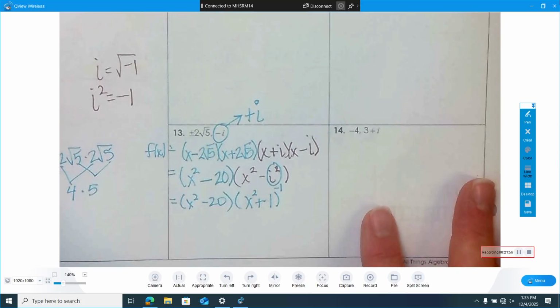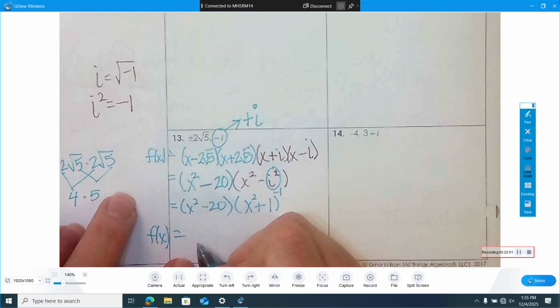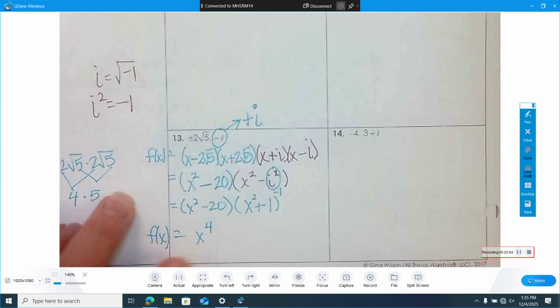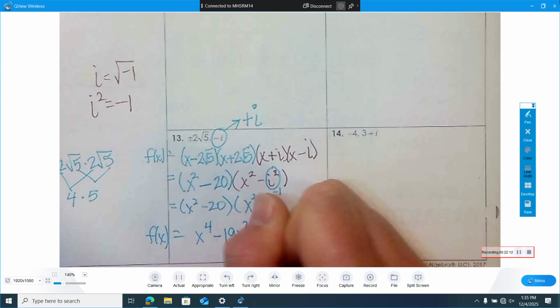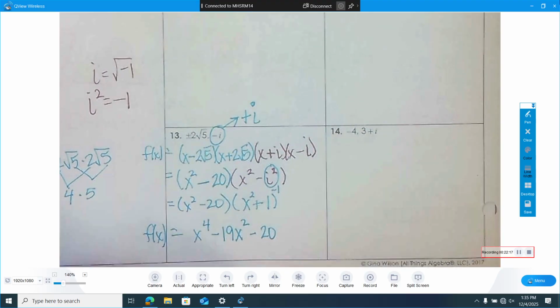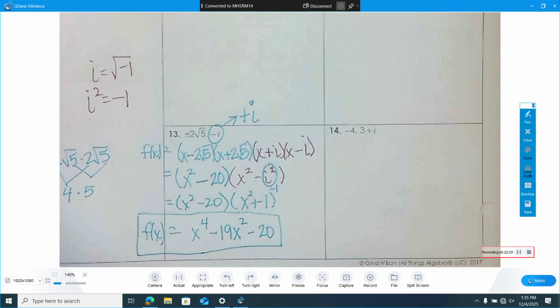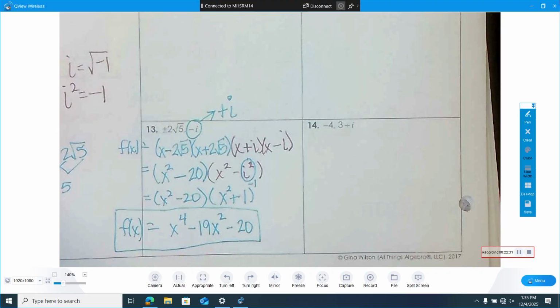All right, and from there we can FOIL that out pretty easily. So we get f of x equals, let's see, first times first is x to the 4th, plus 1x squared, minus 20x squared, which is negative 19x squared, and then negative 20. Okay. So looking for patterns is very cool. We're going to practice one more time on number 14, because these are the hard ones. That was an easy one.